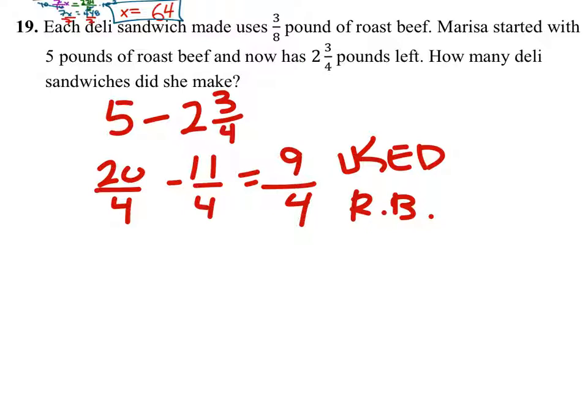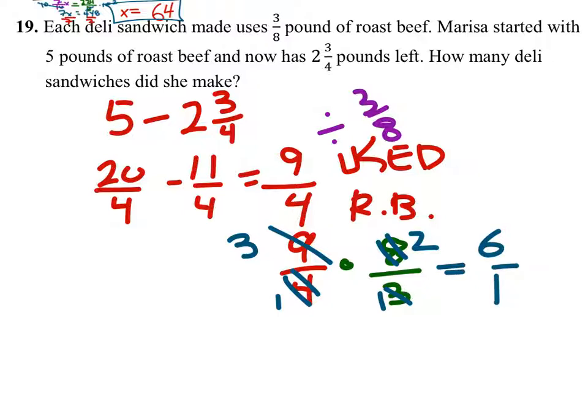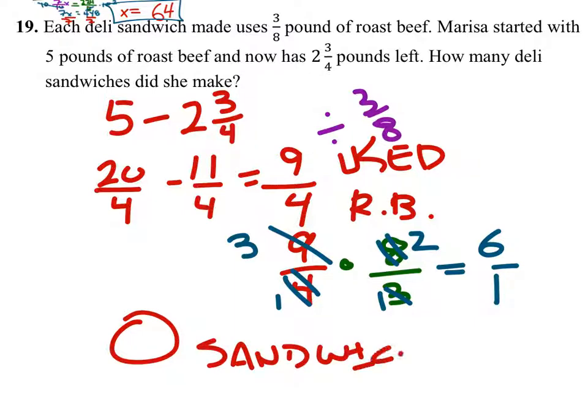Well, if she used 9/4 and 3/8 pound for every sandwich, we'll just divide this by 3/8. Well, as you all know, we don't divide fractions, we multiply them. But that means we got to reciprocate the divisor. So this is 9/4, and we can simplify right across: 3 and 1, and then these two simplify to 2 and 1. 3 times 2 is 6, 1 times 1 is 1. So the answer is clearly 6.